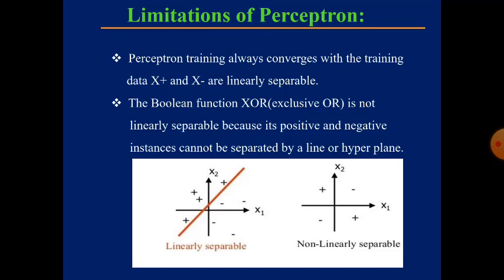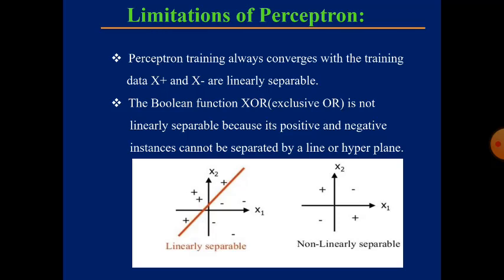If you see the figure, the first figure is linearly separable. In the first figure, there were two sets of classes, positive class and negative class. Positive is represented with plus and negative class is represented with minus. We are able to draw a straight line which separates the positive class as one class and the negative class as another class. That's why they are linearly separable.